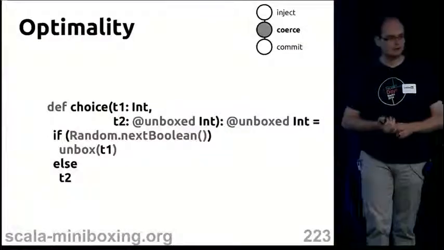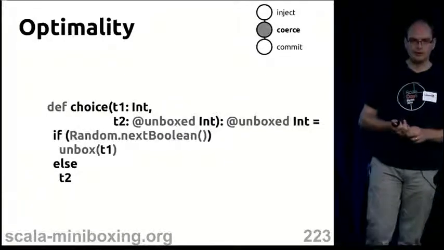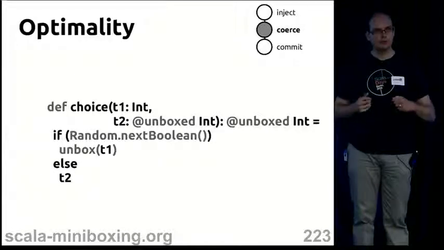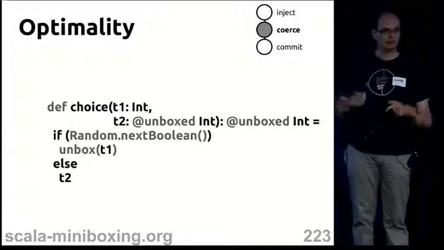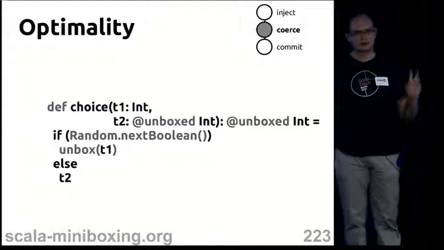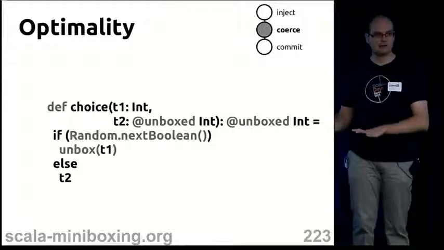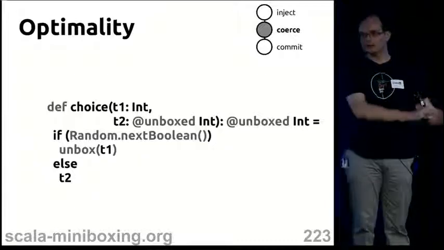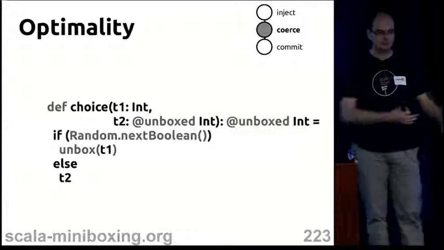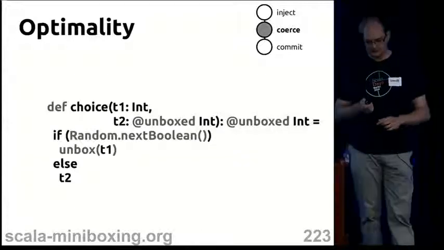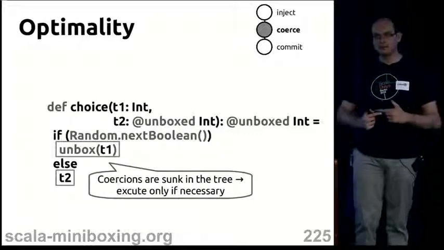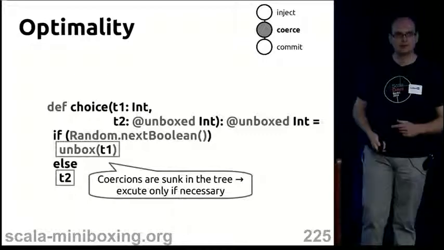Great, optimality. So, choice again. We take the same example as before. T1 is boxed this time. And what do we see here? There would be two ways to transform this code. You could either unbox T1, or box T2 and unbox the if expression. The type system propagates the expected type through any node, which I call transparent, like an if expression. The if expression just says anything that I'm constrained to, I constrain my branches. So it's transparent. It just moves the constraints deeper. This means that every time a coercion is inserted, it's inserted as deep as possible in the tree, basically executing it as late as possible, only when it's really necessary.